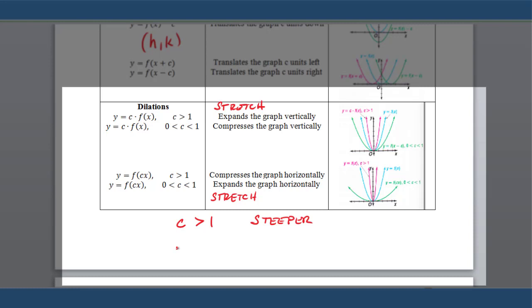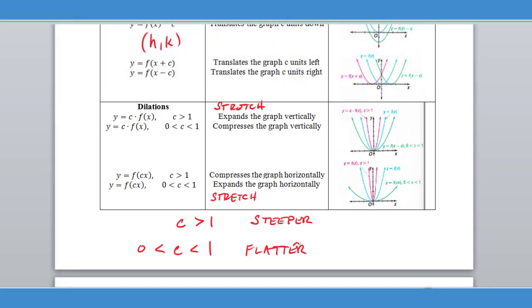Now, if our c value is between 0 and 1, so if we have some sort of fractional value for c, what it's doing is creating a flatter image, and you can see the greenish colored images in the pictures are a little bit flatter. Now, depending on whether you're talking about a vertical stretch or compression or a horizontal stretch or compression, it could be different either way, but what I'm more concerned about is if it's greater than 1, it creates a steeper looking graph, and if it's fractional, it's a flatter looking graph.